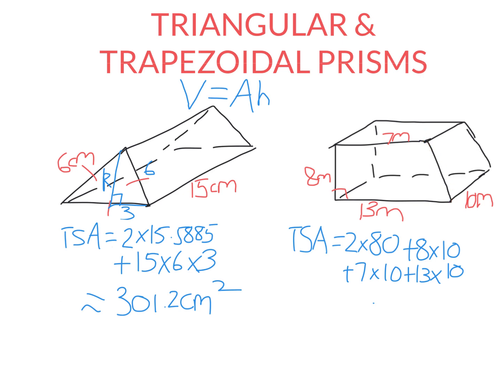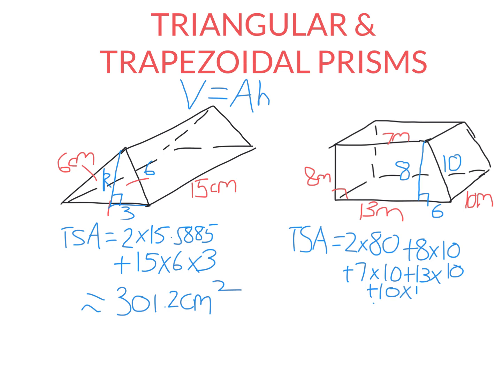So to do that, I'm actually going to need Pythagoras again. So I know this side here is 8. This side here is 13 minus 7, which is 6. So using Pythagoras, this length here will be the square root of 8 squared plus 6 squared, which is 10. So this slant height is 10, so this last rectangle I needed will be 10 by 10.